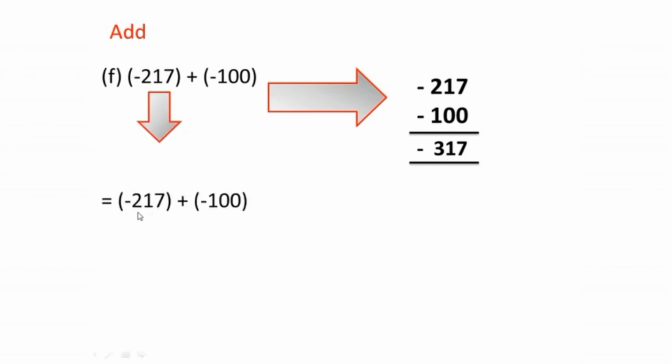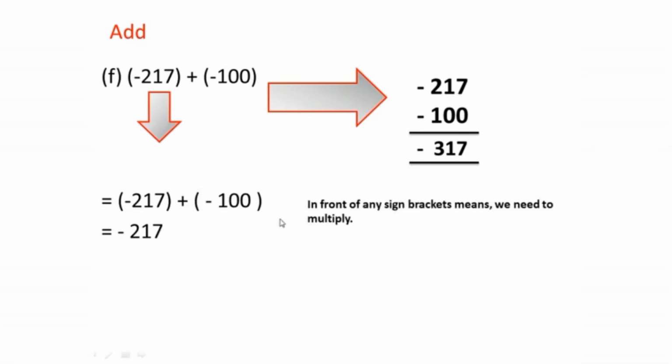Let's see this method. This method you have to learn for the upcoming classes. Look at here. Minus 217 plus of minus 100. The first digit you have to write as it is. That means minus 217. Now what do we need to do? Plus into minus we have to do. In front of plus, one bracket has opened. When a bracket opens, we need to multiply. This plus and the minus inside the bracket should be multiplied.